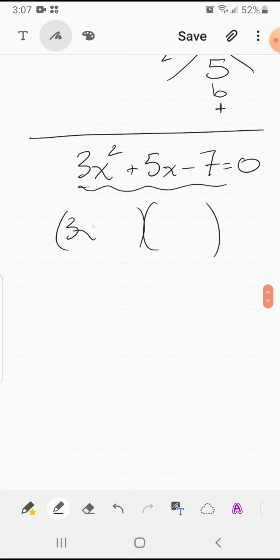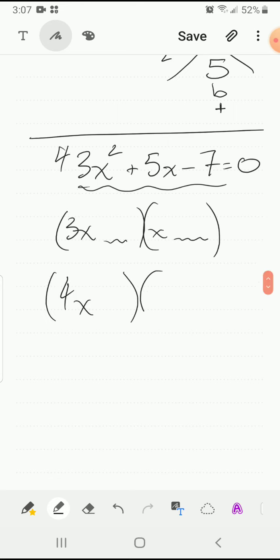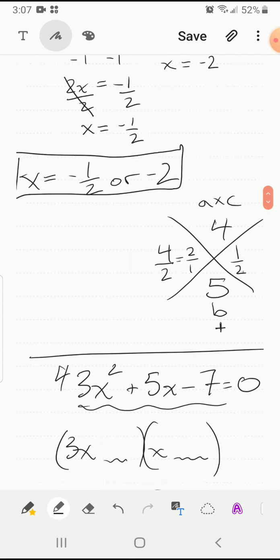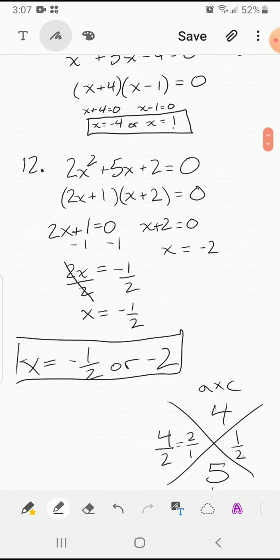I'm likely going to have 3x and something, and then x and something. If it's a 4, you could have 4x and something, or you could have 2x and something. That's where it gets a little bit more complicated. So that's why I like to use my method, because it clears that up.